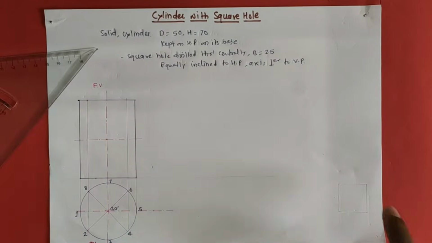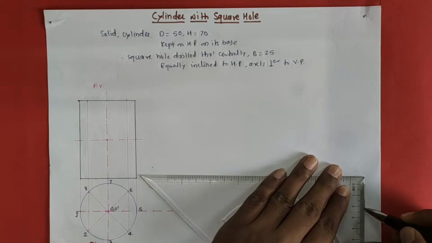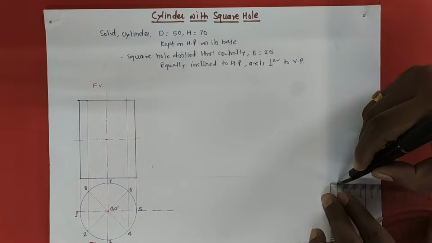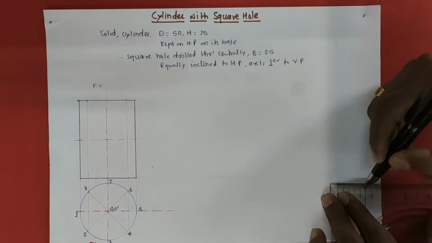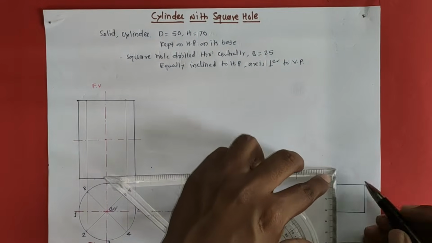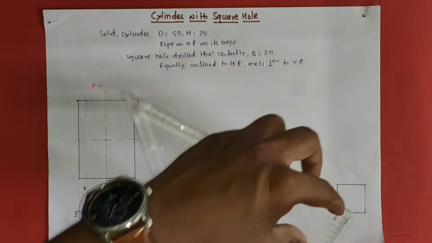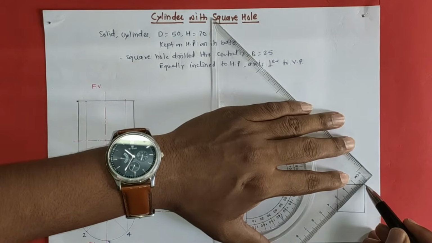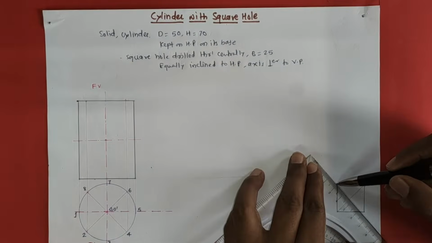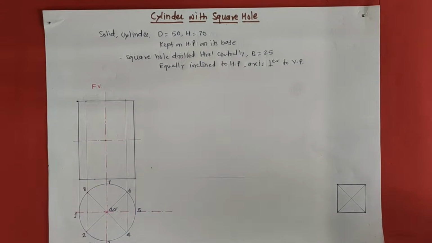Now to draw a square of 25 mm, I will draw it here. Okay, I have marked it already. So I will draw a square here of 25 mm by 25 mm side. Okay, these are the 4 lines. I have drawn it here, 25 mm by 25 mm side. Okay, now next join its diagonals. I have joined the diagonals with a faint line.